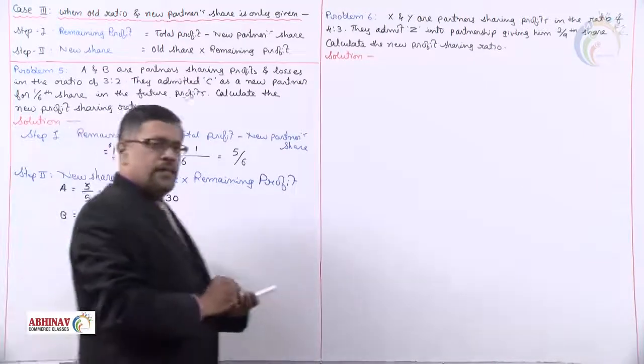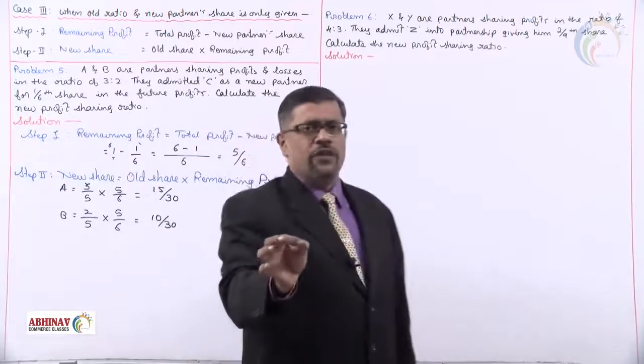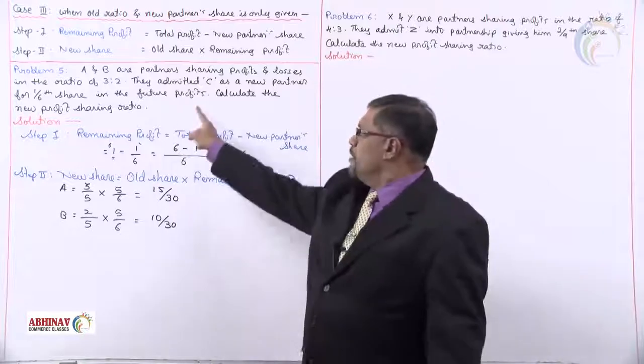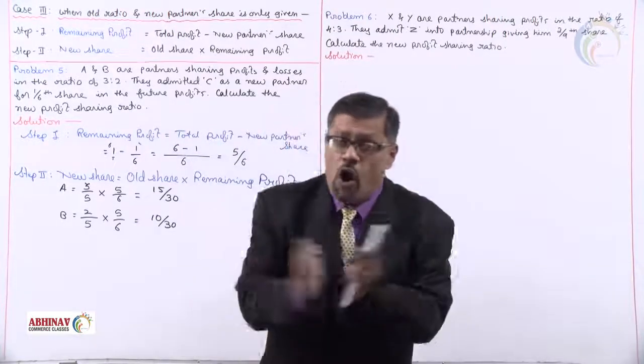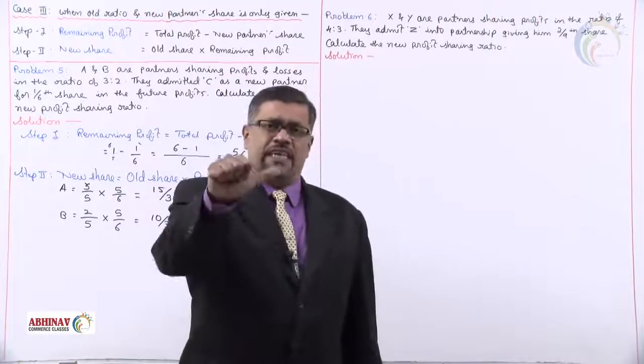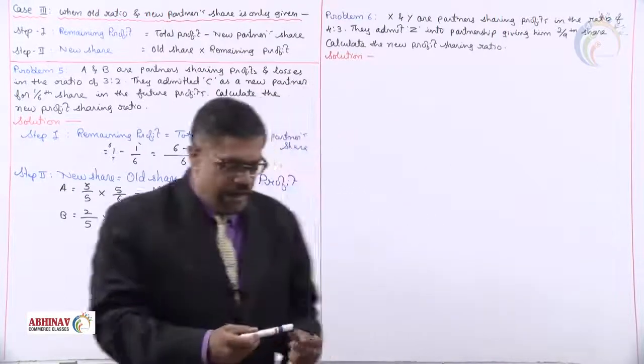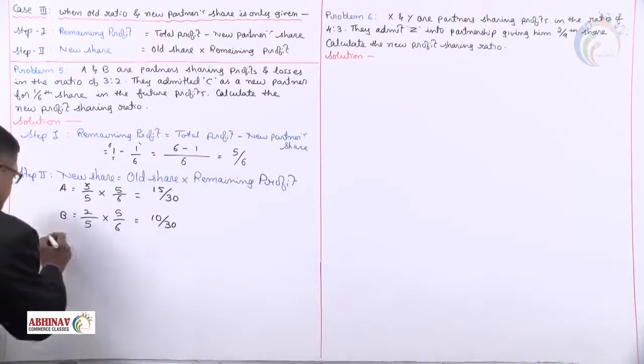We got the new share of the old partners. Now we calculate the new profit sharing ratio, naturally, of all the partners. All the partners means A, B and C together. Let us see how to write down that.